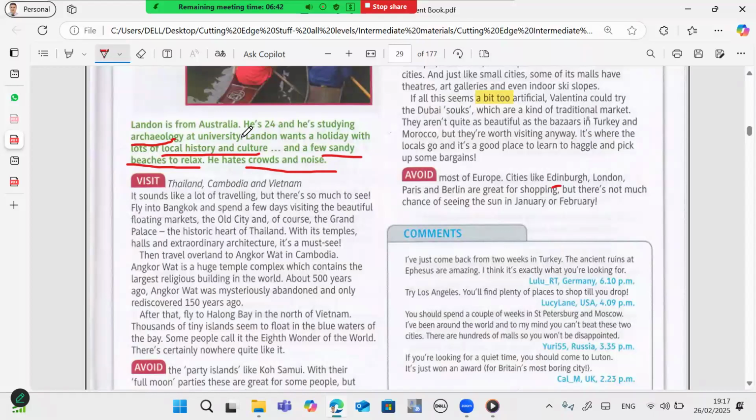ما بيحب الزحمة والدوشة. طيب الناس نصحوه بقى، قال له روح فين؟ The travel expert said visit Thailand, Cambodia, Vietnam. And they can add here one more, Egypt. Why? Because he wants local history and culture. And in Luxor, بس اللوكسور فيها ثلث آثار العالم يعني 30%. Okay, so read about this and focus on the most sightseeing places in these countries.